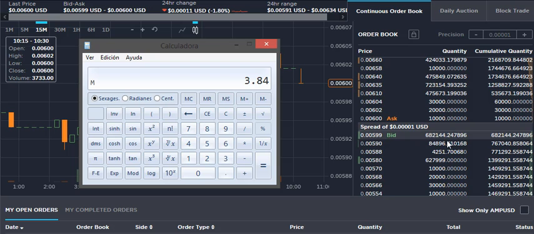I've got a bid here for $682,000. That means if someone wants to sell, they're going to have to sell down here, right? If someone wants to come in the market and sell, they've got to sell down here.